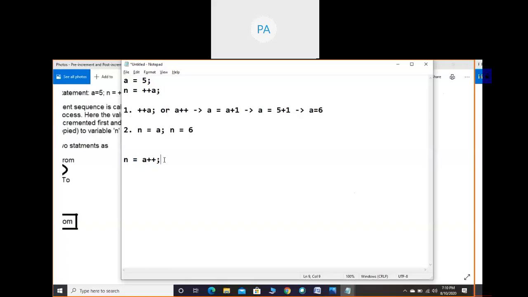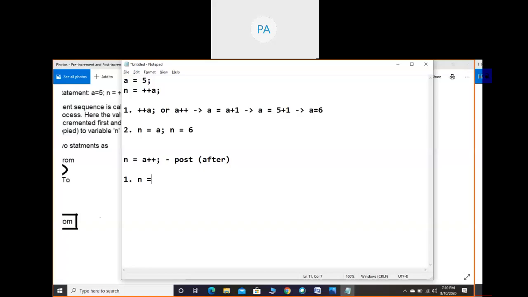So if you observe this plus plus operator, it is present after the variable a. If it is present after the variable a, that indicates post. Post means after. That means we have to do it later. The first operation we have to do is other than that. So other than that is n is equals to a.